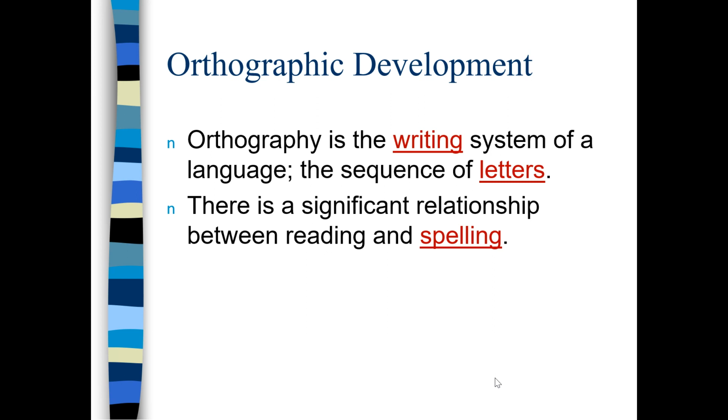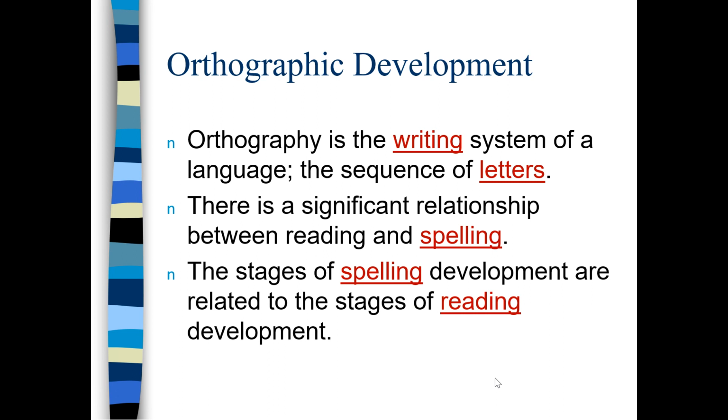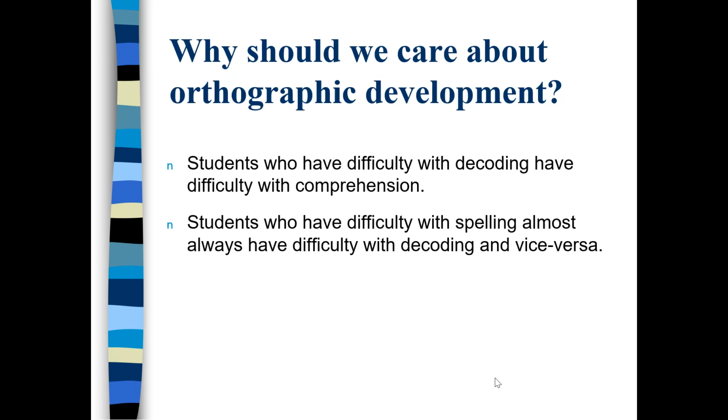There is a significant relationship between reading and spelling. It is widely known that if you are an avid reader, you're a pretty good speller. And the stages of spelling development are related to the stages of reading development. They go hand in hand. Once a student knows how to spell a word, they'll be able to read the word.